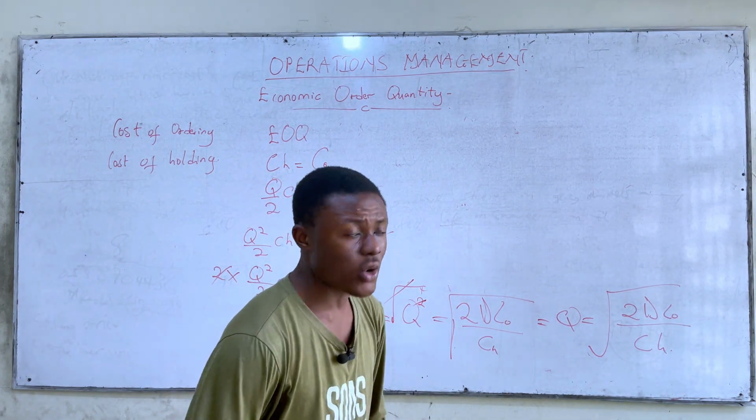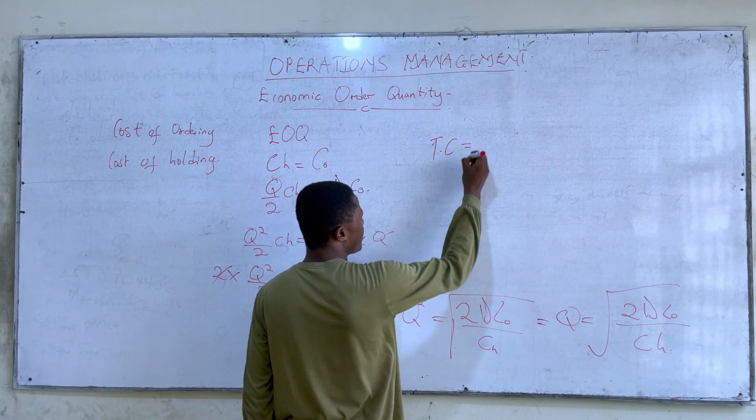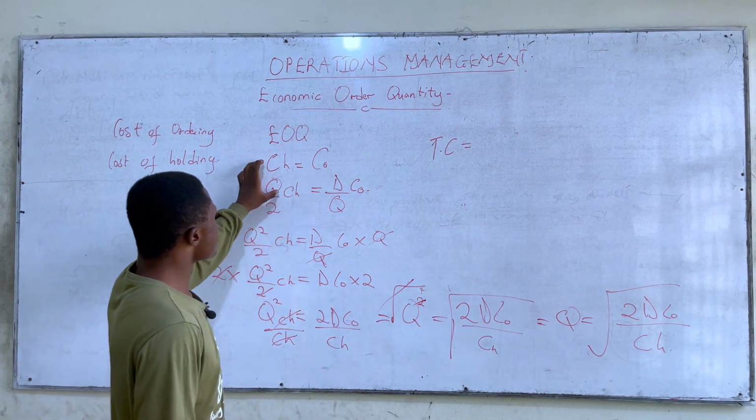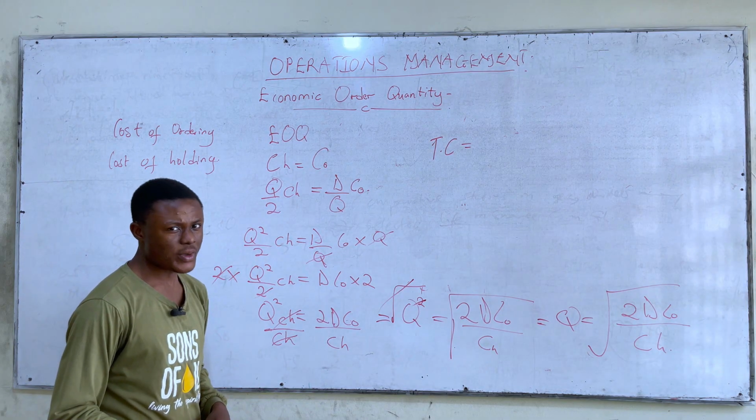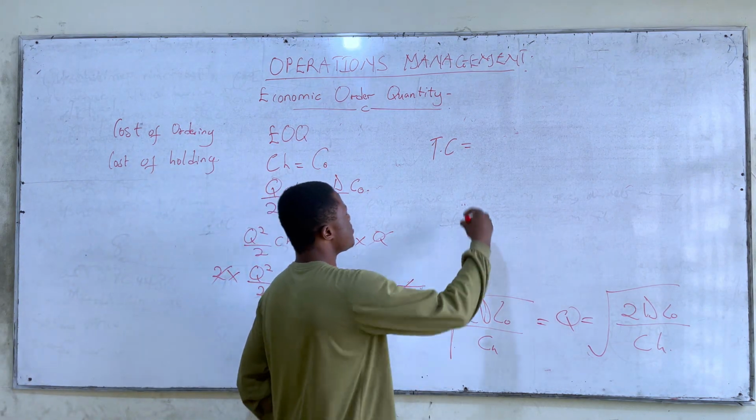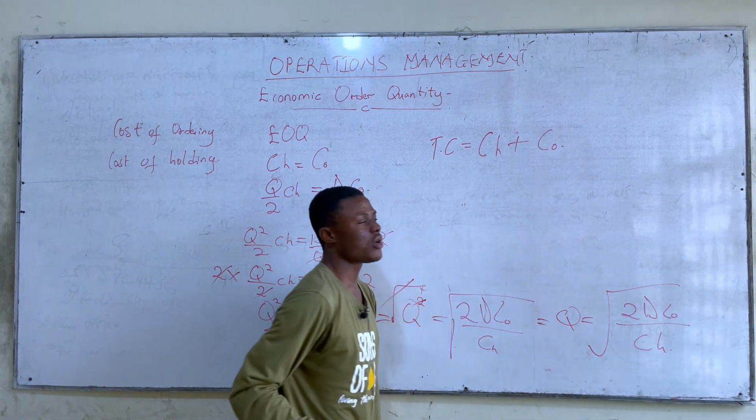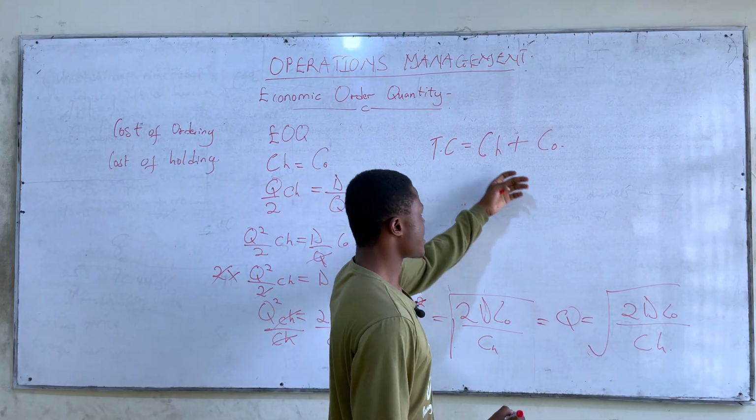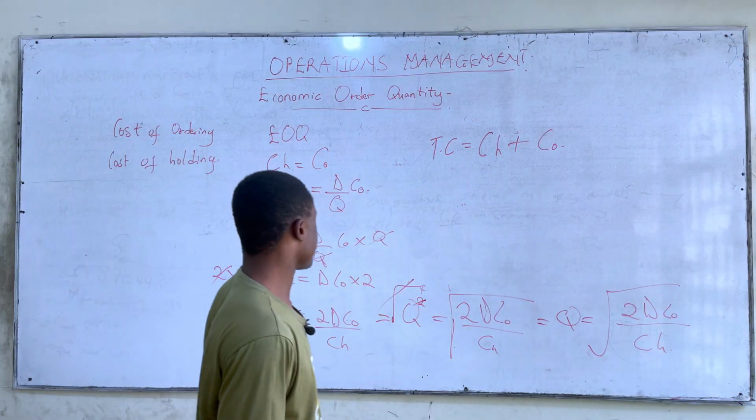So in as much as we continue, I want to let you know that if we say total cost, your total cost should be your cost of holding plus your cost of ordering. Hope you are getting the point. So your total cost should be what? Your cost of holding plus your cost of ordering. Are we good? Great. So if you have been able to establish this, we can move on to solving a question.